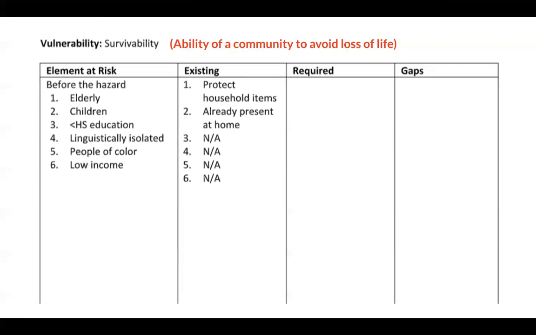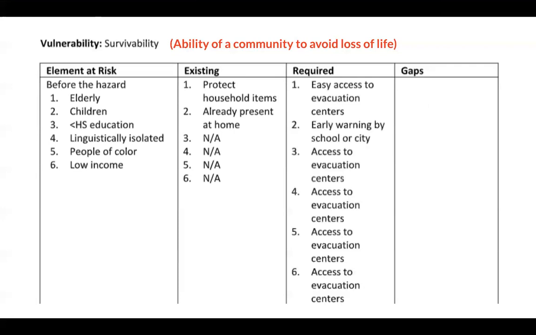The next step is to identify required capacities that each of these groups will need in order to survive a hazard. All groups have an increased need for access to evacuation centers, with elderly people additionally needing accessible and easy access, and children needing to be warned and picked up at schools in the event that a hazard occurs during school hours. So from these required capacities, we can work towards understanding gaps in survivability capacity before a hazard occurs, which boils down to means of transportation.